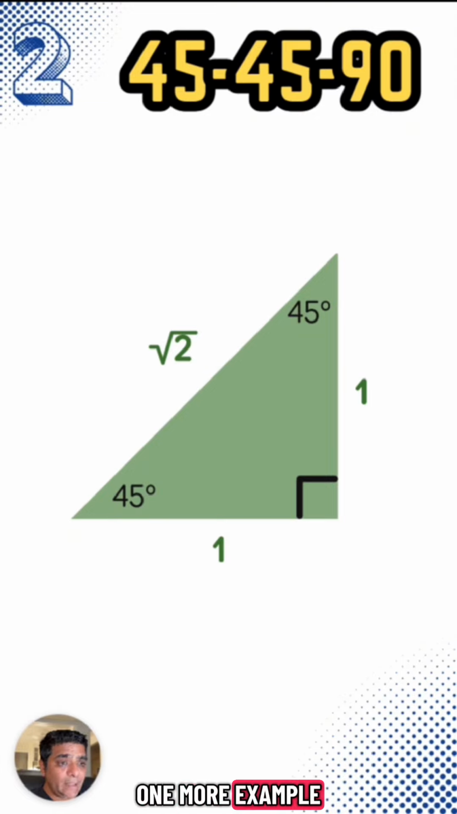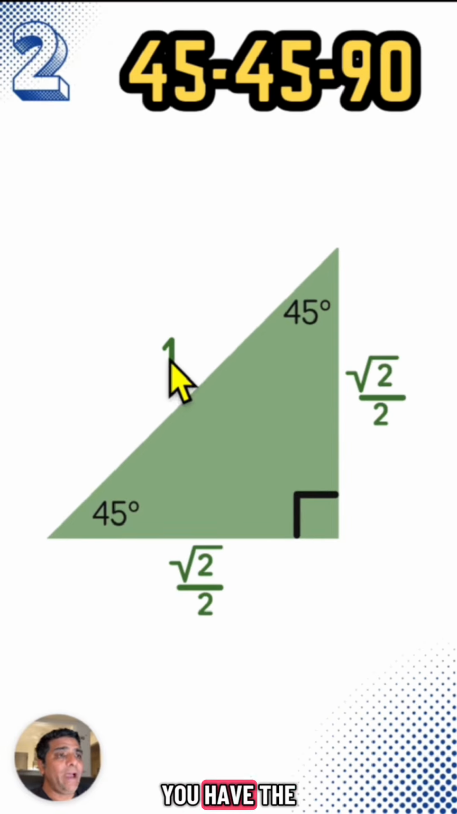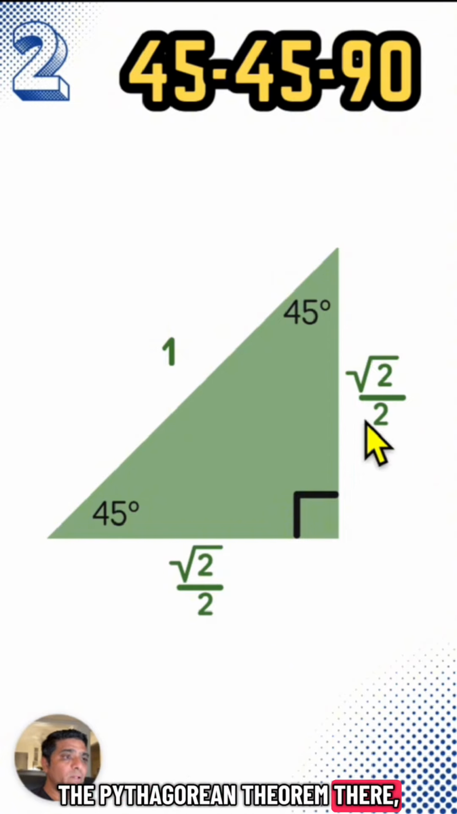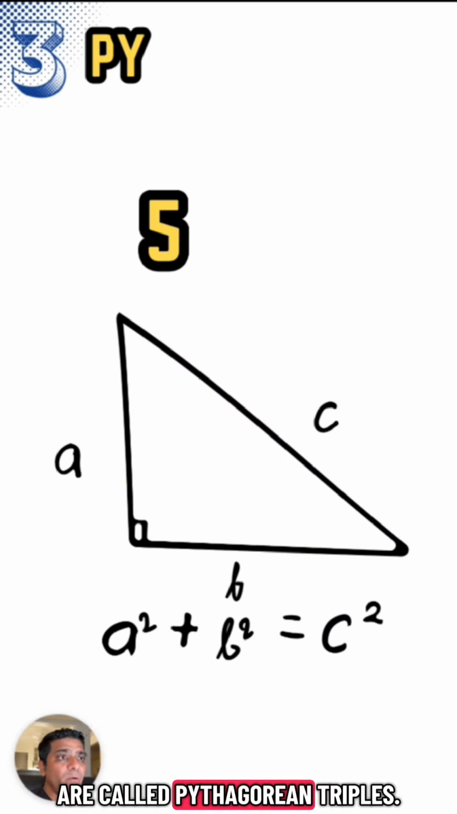So let's look at one more example of the 45, 45, 90 degree special triangle. If you have the hypotenuse as 1, then the other sides are going to be root 2 by 2 and root 2 by 2. They are the same in length. Now, if you were to do the Pythagorean theorem, square these and add them, you'll get 1. Okay. All right.